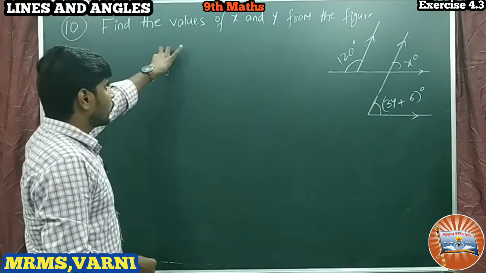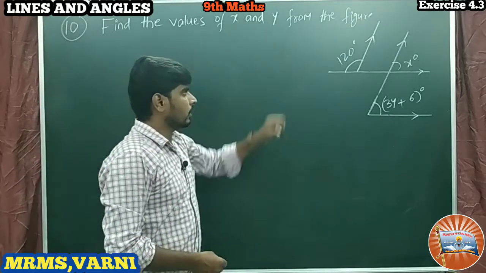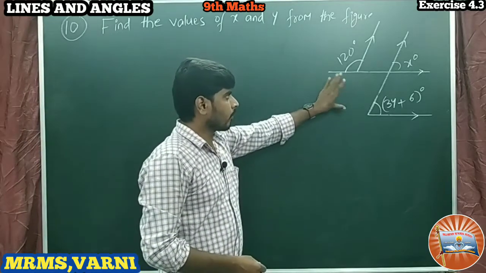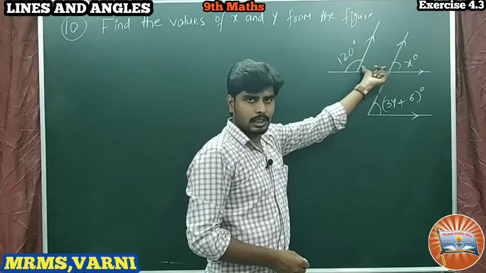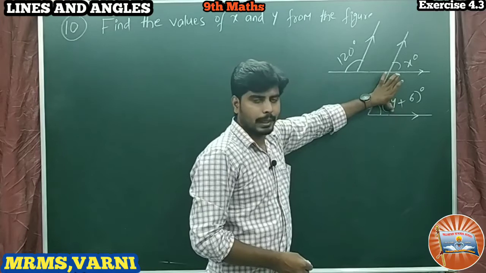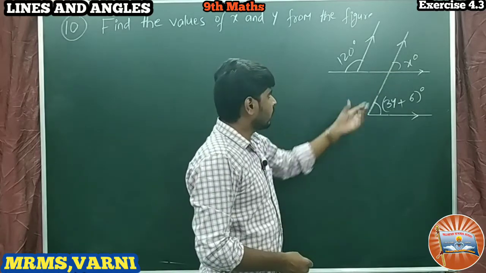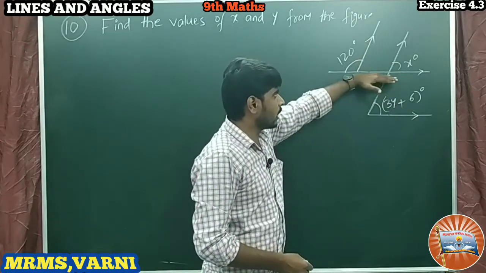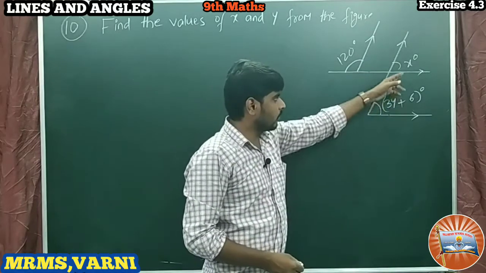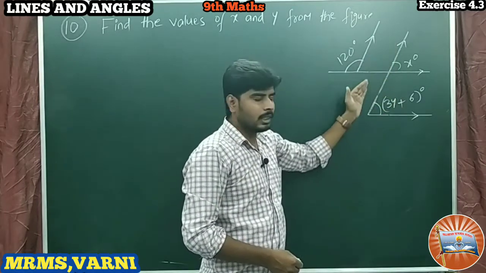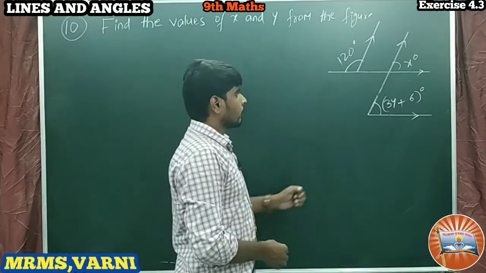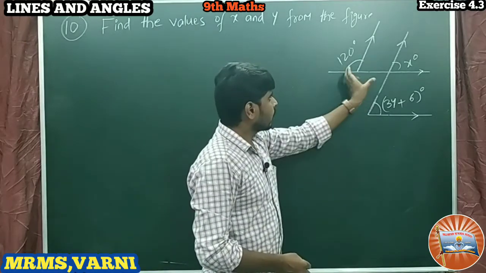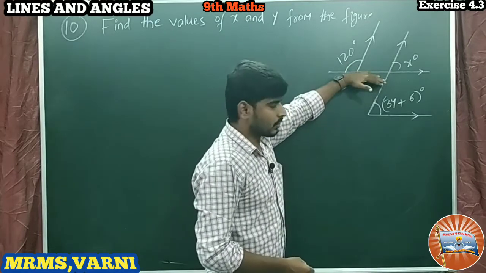Find the values of x and y from the figure. This is the given figure. In this figure, this arrow indicates that these two are parallel lines as well as these two are parallel. Okay, right. If these two are parallel, this is a transversal, and if these two are parallel, this line is a transversal to that. Okay. Suppose if you observe closely here, these two are parallel and this is a transversal.